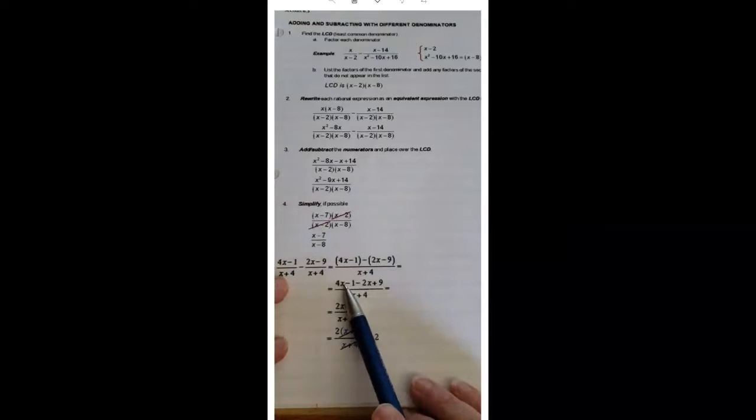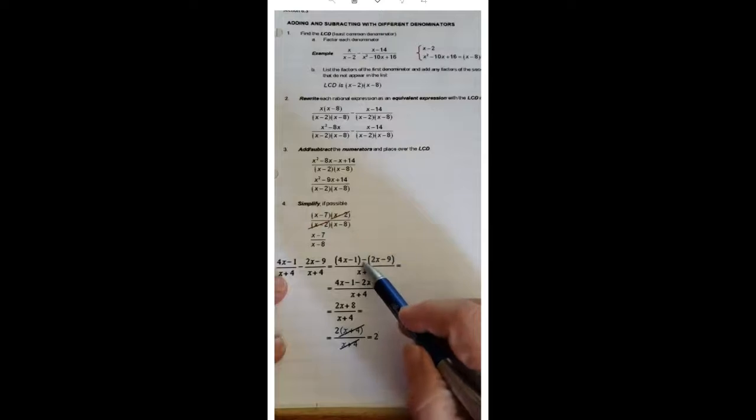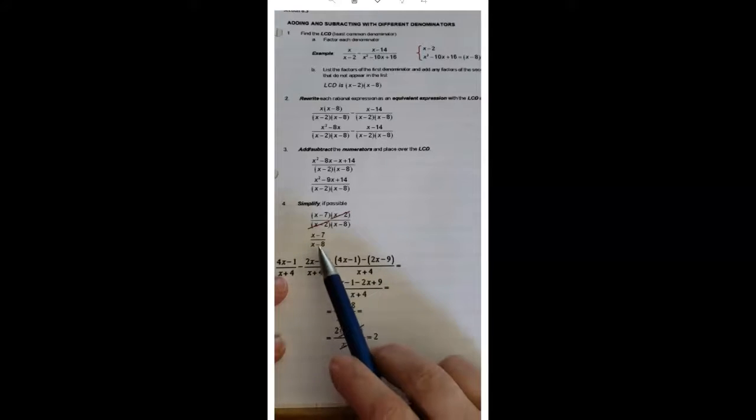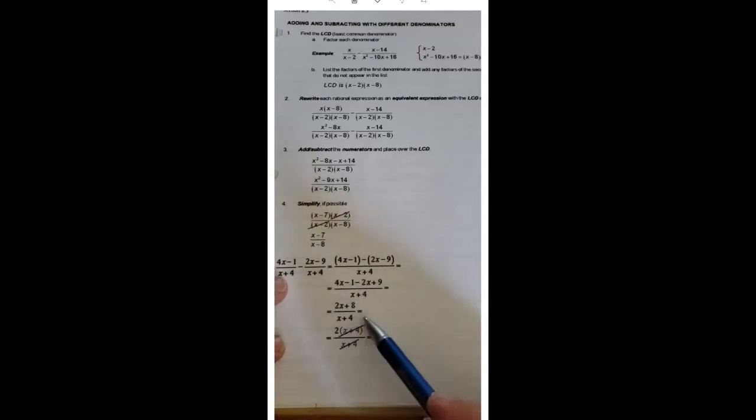So if I simplify the top of the fraction, the 4x minus 1 stays, and the 2x minus 9 becomes negative 2x plus 9, because we get to use the distributive property. And then we go ahead and combine like terms. That'll leave me with 2x plus 8. And we also then have to go back and simplify it if possible. So find the greatest common factor here, which is 2, and then x plus 4.